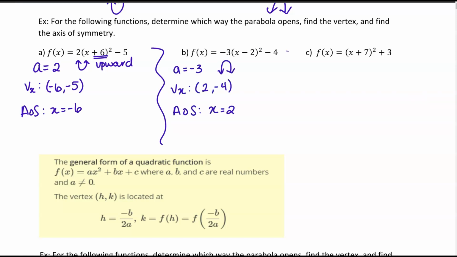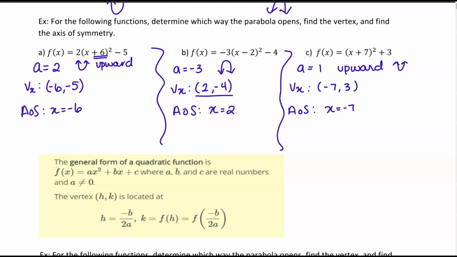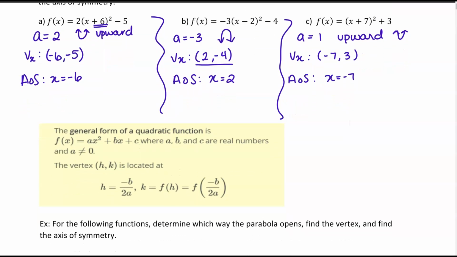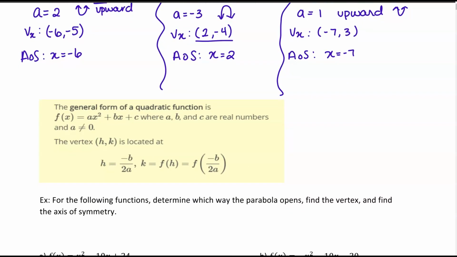All right, for B, is this what you got? Downward parabola with a vertex of (2, negative 4), and an axis of symmetry x equals 2. If you did, excellent. Now try letter C. All right, here we go. So for C, we have an upward parabola. Even though there's no number there, we kind of picture an imaginary 1 there. And so that means we have a positive, and so we are opening upward with a vertex of (negative 7, 3), and an axis of symmetry of x equals negative 7.